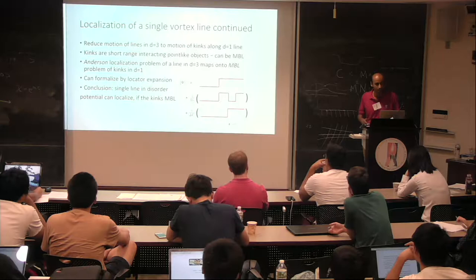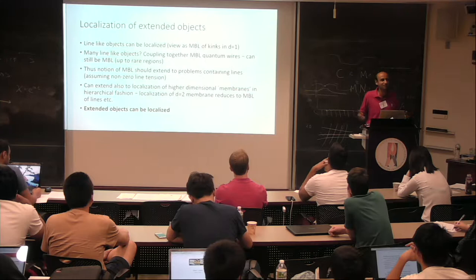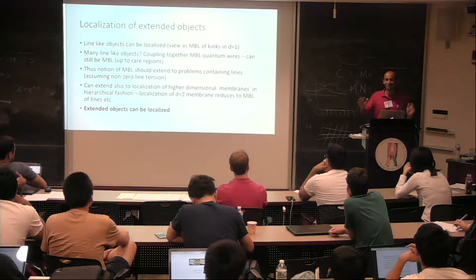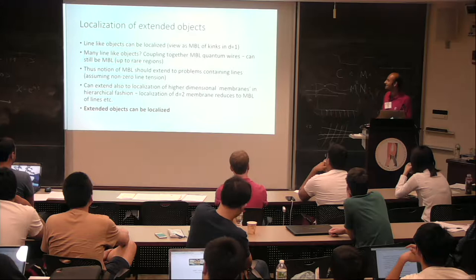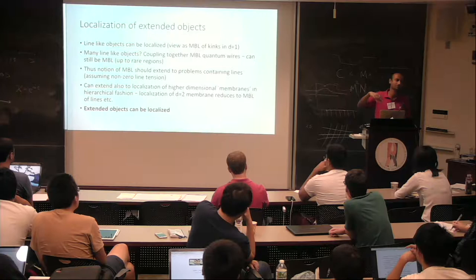Now, what if you have many vortex lines? Well, if you take many localized systems and you couple them together, then for sufficiently weak coupling, you should still have a localized system, up to concerns about avalanches and rare regions, which I already declared I was not going to worry about. So it should be the case that, up to rare regions, there should be a phase in 3 dimensions where you can localize extended objects like vortex lines and even higher dimensional objects, because the motion of membranes can be reduced to the motion of lines, the motion of lines can be reduced to the motion of points, and points can be localized.